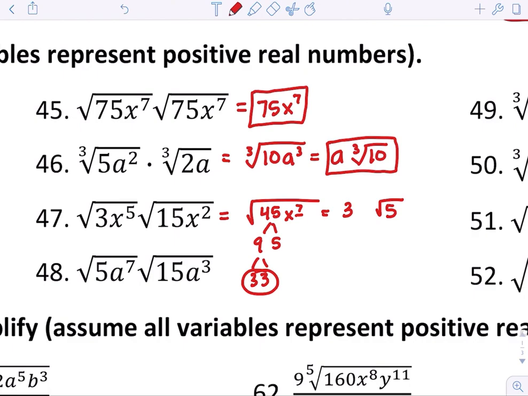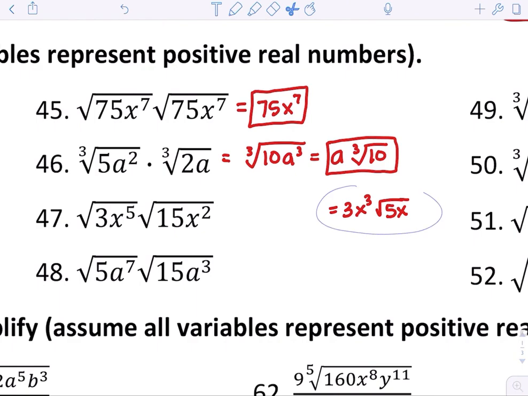It has a power of 7, and the root is 2, right? If it's blank, that means it's 2. So 2 goes into 7 how many times? 3. So 3 x's get to come on the outside, and there's 1 left over. That means the x leftover will go on the inside. So 3x cubed radical 5x.